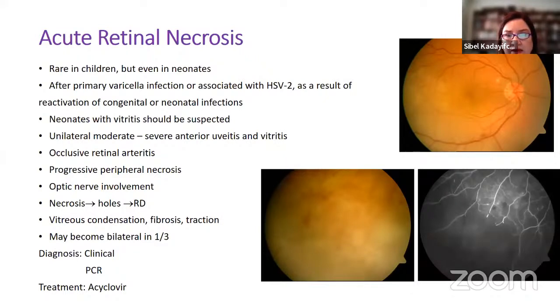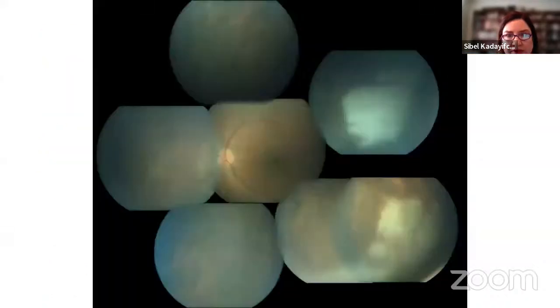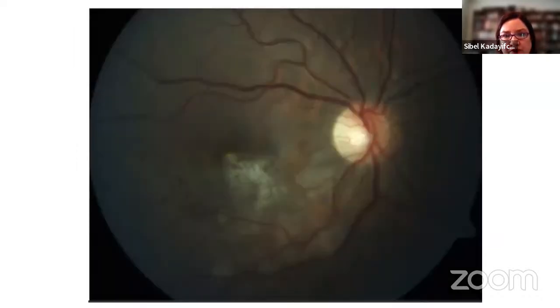Diagnosis, again, is clinical, and in suspected cases, PCR may be done. The treatment is with acyclovir. Like, a 10-year-old boy came with necrotizing retinitis, which coalesced, and responded well to treatment. However, later in the course, he had retinal detachment, which was treated surgically. Sometimes patients may come like this case.